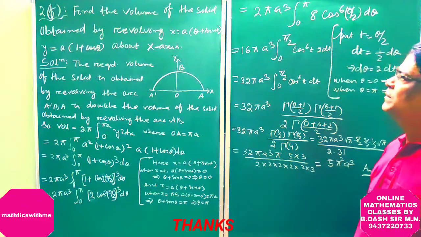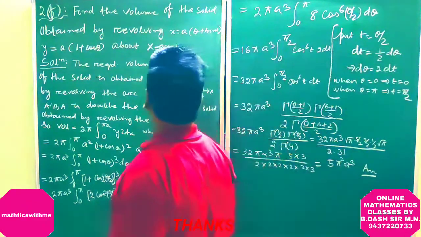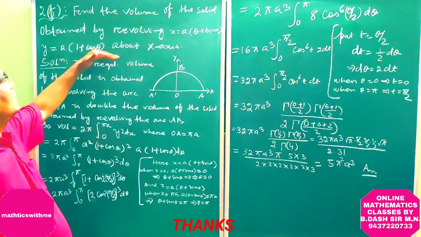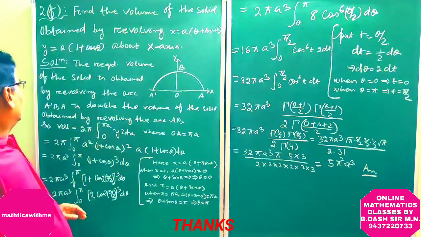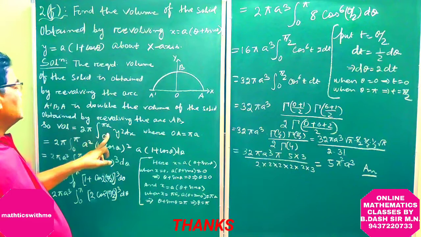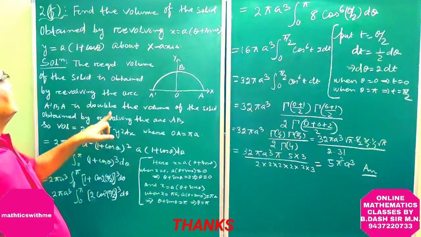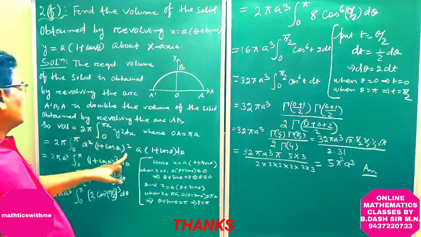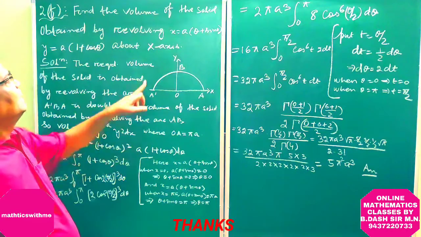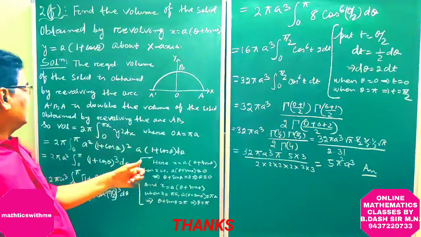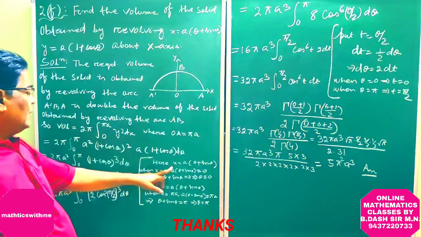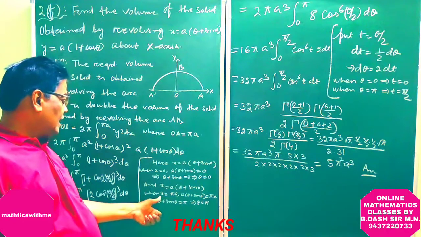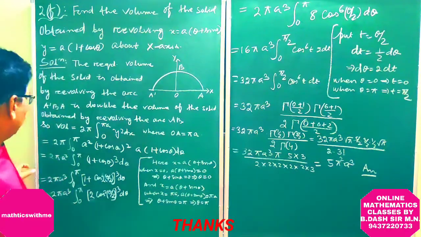The question is: find the volume of the solid obtained by revolving x equal to a(θ + sin θ), y equal to a(1 + cos θ) about the x axis. Here the required volume is equal to 2π ∫ from 0 to πa of y² dx. Here y is a(1 + cos θ), so this is a²(1 + cos θ)². Then dx is equal to a(1 + cos θ) dθ. Now we are changing the limits. When x is equal to 0, we get θ equal to 0. When x is equal to πa, θ is equal to π.